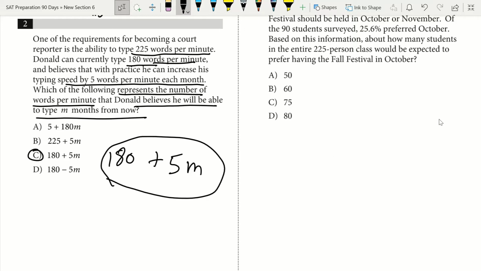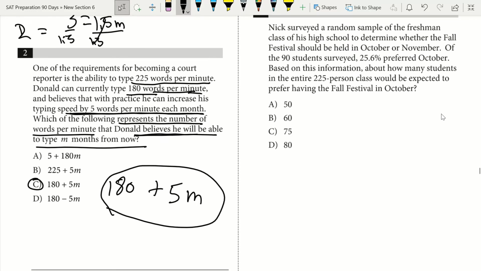All right, so as far as tips for number 2, it's really just making sure that you're underlining what I told you to underline in the earlier videos. So that's going to be information containing units of measurement, units of time, rates, so words per minute, that's a rate. We want to pay attention to rates, what any variables mean, so m months from now, and then what the end question is asking. So how much will he be able to type in words per minute m months from now? So just making sure you're paying attention to what's being asked in the question is really the big thing for number 2.